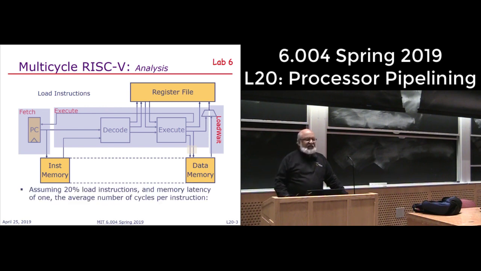So looking at things like this, you can do very simple-minded analysis. Let's suppose in my dynamic instruction mix, when I execute a program, 20% of the instructions are loads. Not very unrealistic, right? Then what you will discover is that 80% of the instructions execute in 2 cycles, while 20% of the instructions execute in 3 cycles. So the total number of cycles you will take to execute that code will be on an average 2.2 cycles per instruction.